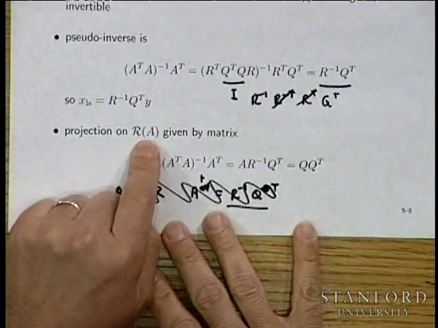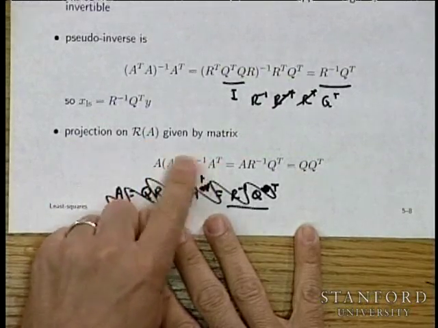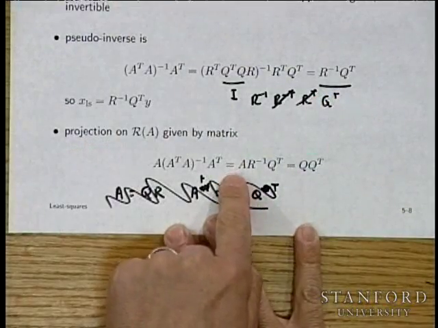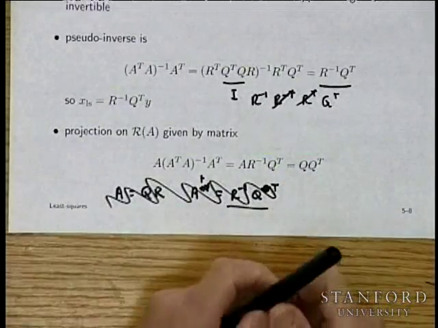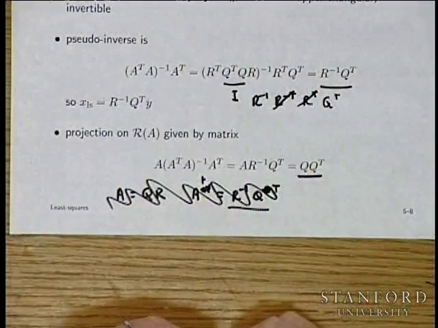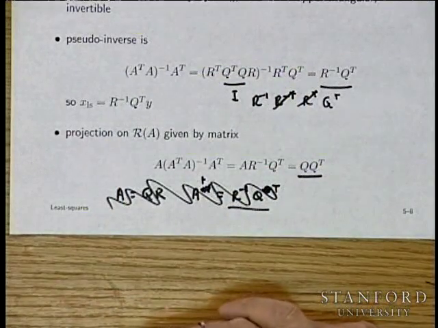Now projection on the range of A, that's A (A transpose A) inverse A transpose. But we just worked out what all this stuff is. So if I multiply A, which is QR, the R's go away, and you get Q Q transpose. And now you know what Q Q transpose is. It's actually projection on the range of A.